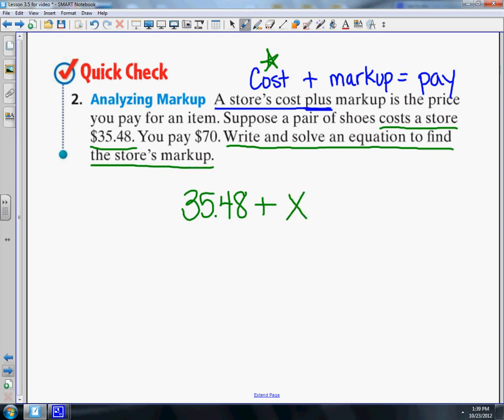So that's what I'm trying to find. So that is my variable. You can make it m, you can make it x, it doesn't matter. And then it's going to equal what I pay, and I paid $70. So here is my equation. I draw my line down my equal sign, and I'm going to minus 35.48 from both sides because that's a positive 35.48, so I need to do the opposite, which is minus 35.48.